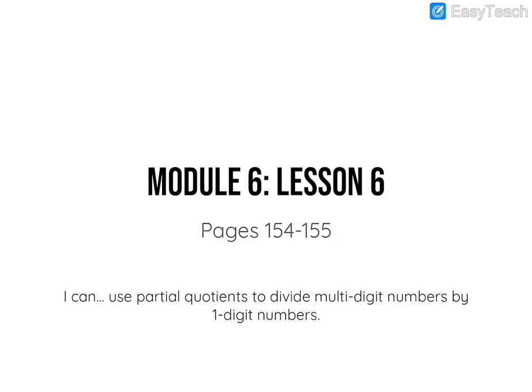Welcome to Module 6, Lesson 6. In this lesson, we're going to focus on using partial quotients to divide multi-digit numbers by one-digit numbers. So we've been seeing something similar with partial quotients in using area models. We're just going to look at this a little bit differently in this lesson.